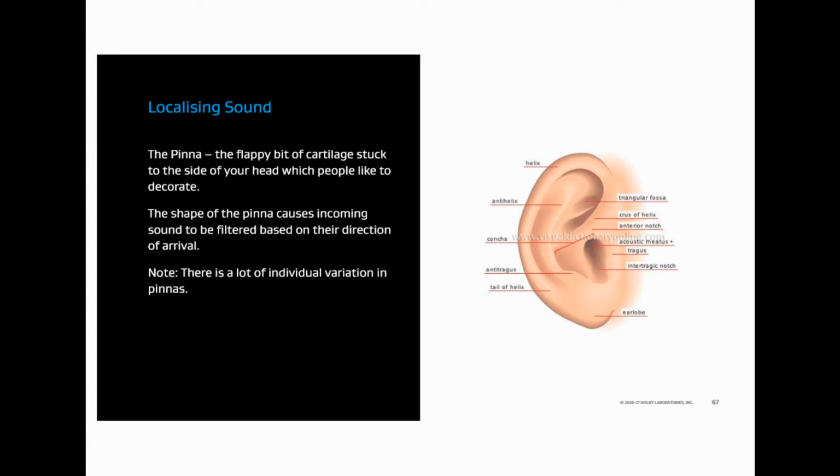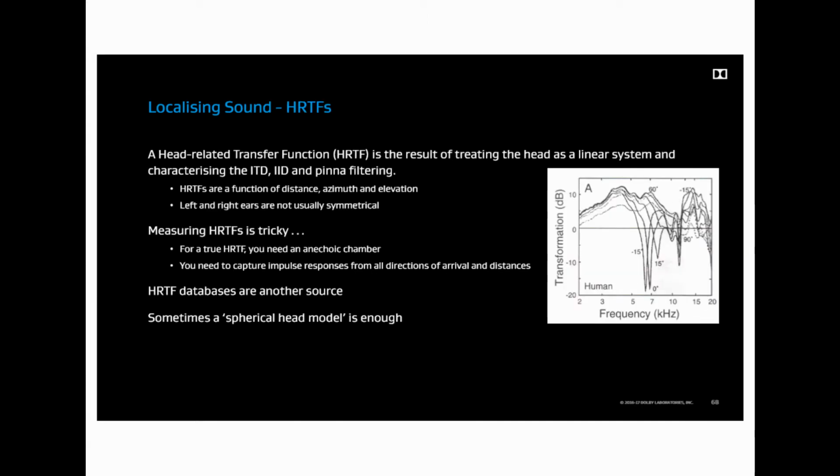So we capture some of that variation in what we call a head-related transfer function, HRTF. We basically treat the head as a linear system that characterizes the ITD, the IID, and the pinna filtering. And generally we measure them as a function of distance, azimuth, and elevation. But measuring HRTFs can be tricky. They're a bit of a pain to measure. You typically need a very good place to measure it, and you've got to do a lot of measurements, and people are hard to hold still.